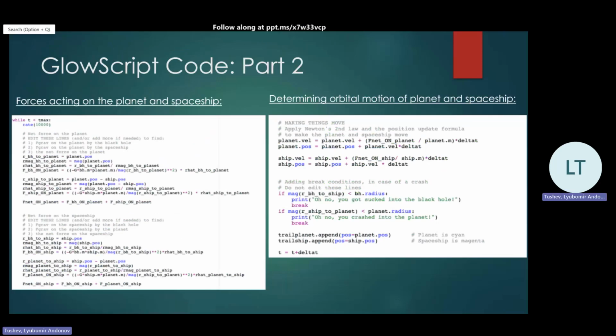In part 2, I used the already known mass of the black hole to find the net forces acting on the planet and on the ship, respectively. Code can be seen on the left. I then used those forces to update the velocities and positions of the planet and the spaceship. To find a suitable initial velocity for the spaceship, I played around with the starting velocity until I got a suitable trajectory that led the spaceship out of the black hole planet system.